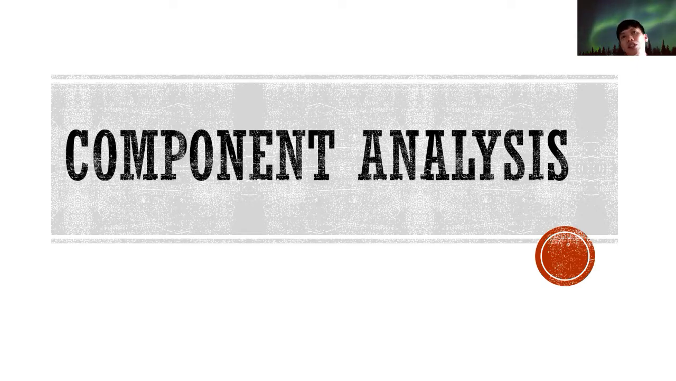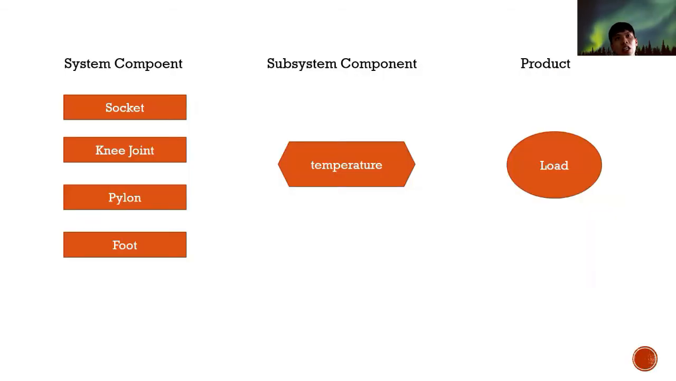Now going to the methodology part. First, which is component analysis. Component analysis is the early stage of problem identification. There are three: system component, subsystem, and product. The system component is the engineering component of the part, while the subsystem component is the super system component, which is the thing that you cannot control.